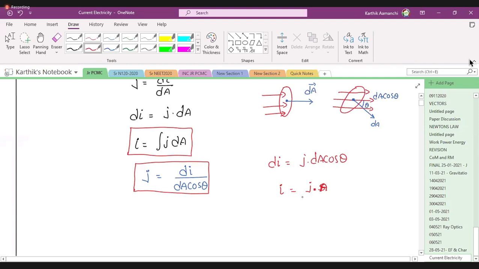So it's a dot product. Current is a dot product of your current density and area. That's why your current is a scalar quantity. It is not a vector quantity. Clear? Any doubt in this?